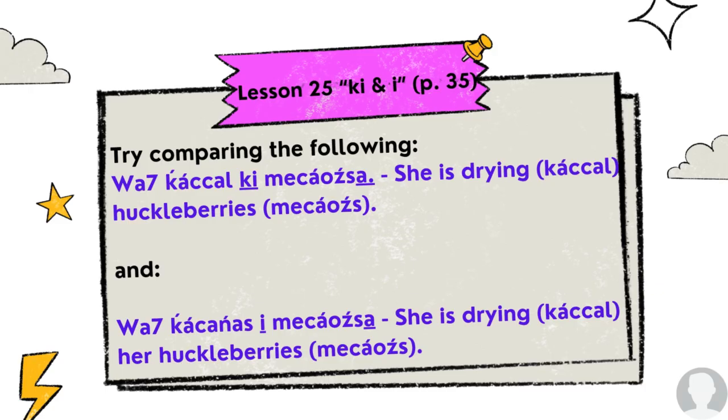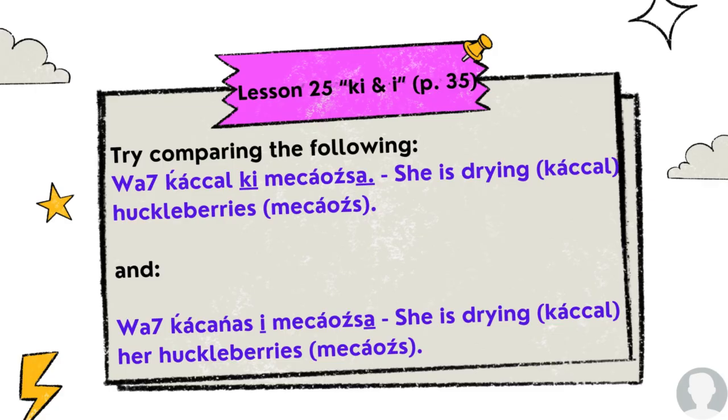So we'll take a look at the second example, applying this understanding of when to use ki and e when we're talking about more than one thing. So wa kahal ki makolsha, she is drying huckleberries. So it could be she's just drying huckleberries. It could be people are bringing more. We don't know how many, but she's not drying one huckleberry. So wa kahal ki makolja.